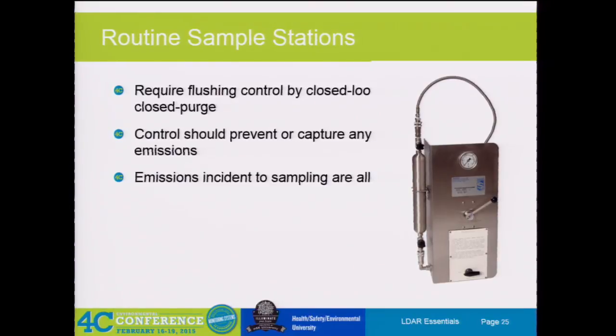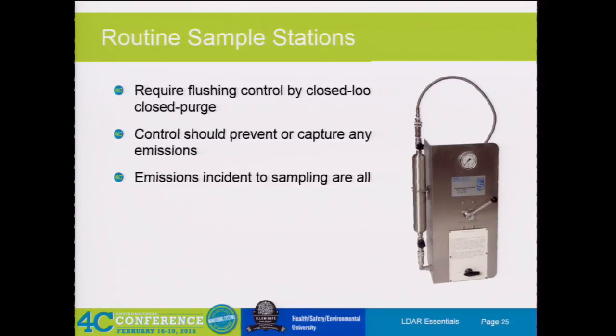But we talked about this one, routine sample stations. They require flushing controls by closed loop. So this should be closed loop and closed purge. I don't know what's going on, the picture is bad there. And the control should prevent or capture any emissions. Emissions incident to sampling are okay. I don't know what that bullet actually says. I think it probably says allowed.